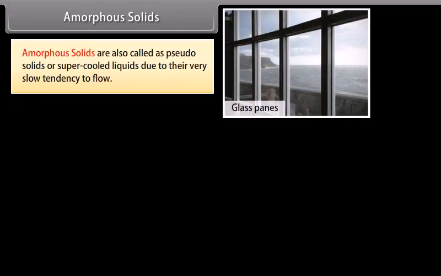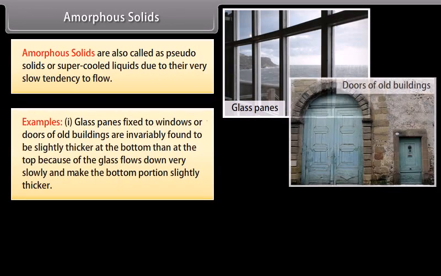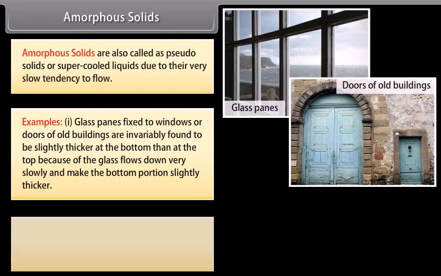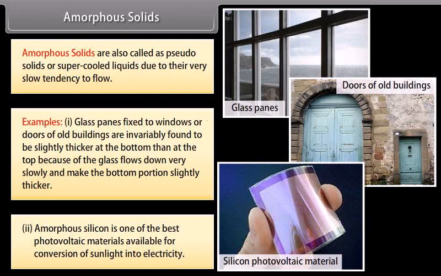Amorphous solids. Amorphous solids are also called pseudosolids or supercooled liquids due to their very slow tendency to flow. Examples: 1. Glass panes fixed to windows or doors of old buildings are invariably found to be slightly thicker at the bottom than at the top because the glass flows down very slowly and makes the bottom portion slightly thicker. 2. Amorphous silicon is one of the best photovoltaic materials available for conversion of sunlight into electricity.